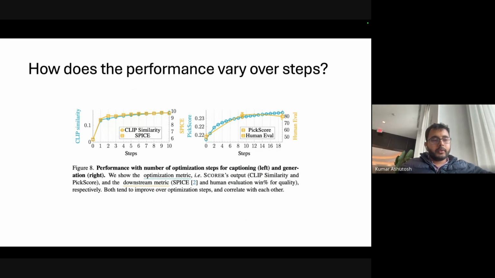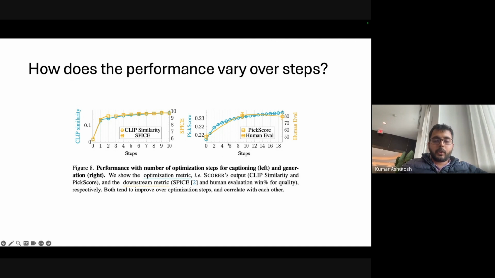And now we also see how the performance varies over steps. Naturally we do this iteratively, and we want the performance to improve with respect to step. So we show the optimization metric, that is the scorer output, the CLIP similarity and the PickScore, and the downstream metric SPICE. Both of them improve as the steps increase. So with improving steps, the captioning improves. And I think after 10 steps, it kind of saturates, so we stop at 10 steps.